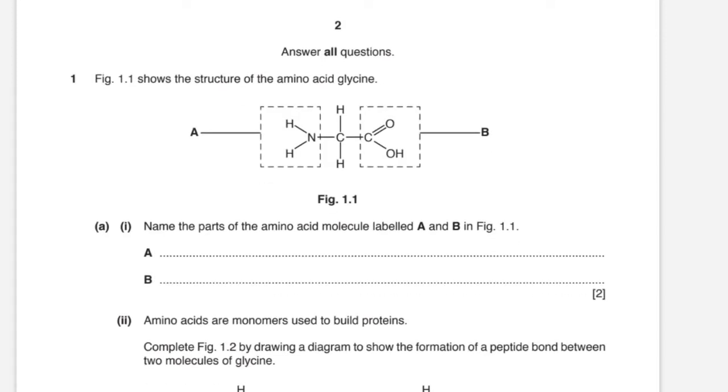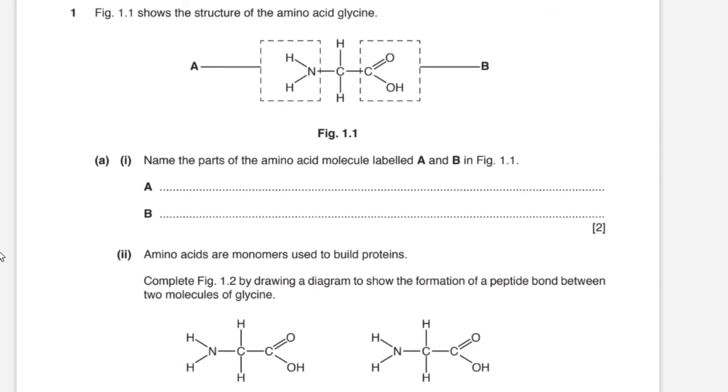Question 1. Figure 1.1 shows the structure of the amino acid glycine, which is the shortest or smallest amino acid with the shortest R group. A1. Name the parts of the amino acid molecule labeled A and B. So A, NH2, is the amine group and B is the carboxyl group.